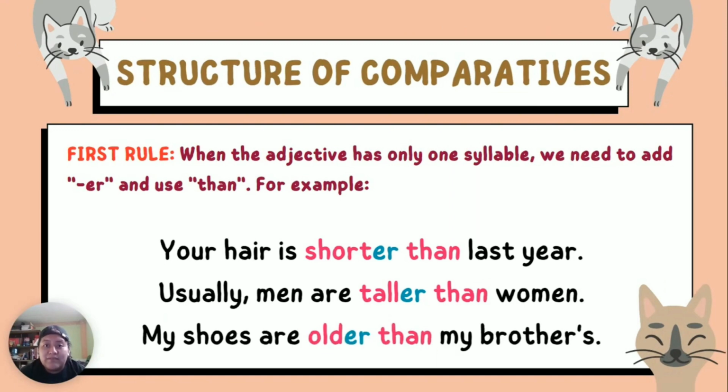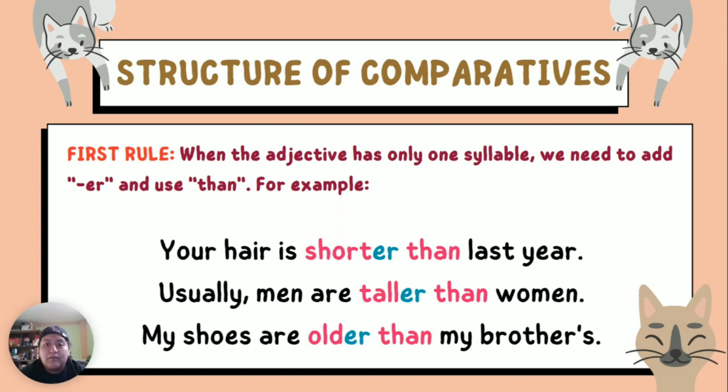Structure of comparatives. We have 4 rules, and this is the first rule. When the adjective has only one syllable, we need to add er and use than. For example, your hair is shorter than last year. The adjective is short, but we need to add er, shorter, and use than, shorter than.